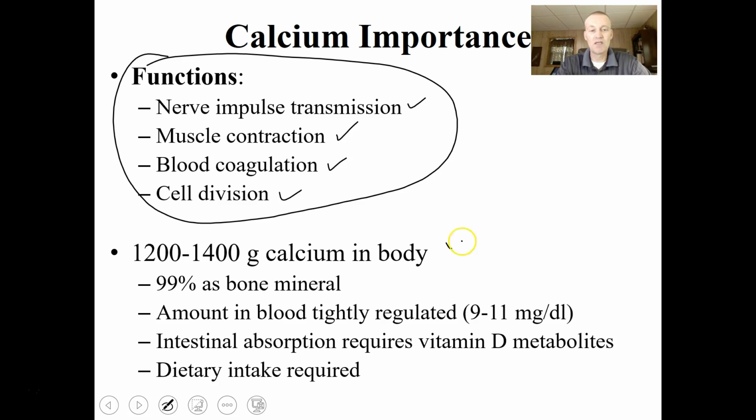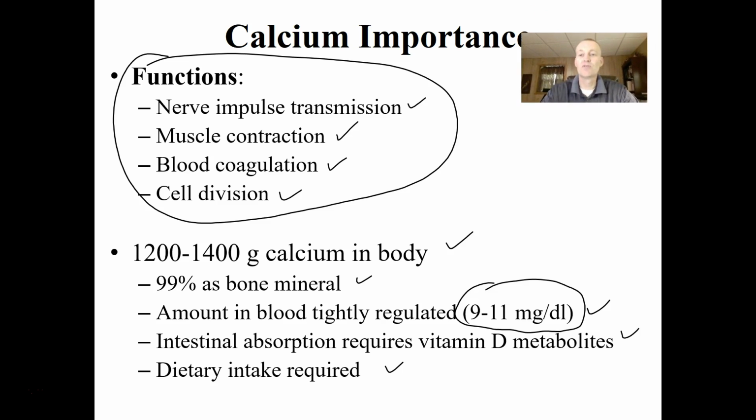So, generally speaking, your body has between 1,200 and 1,400 grams of calcium. Most of it's in the bone. It's tightly regulated, and you want a level of it between 9 and 11 milligrams per deciliter. And you have to have vitamin D to absorb calcium, which means you want to get some sunlight. So the integumentary system is important, and you have to eat calcium in your diet. So with that being said, that will be the end of this particular introductory level.